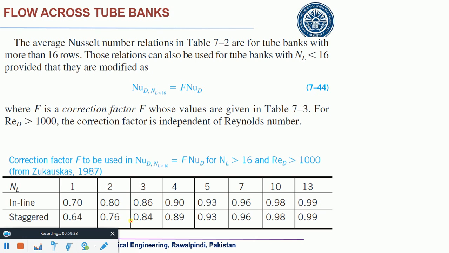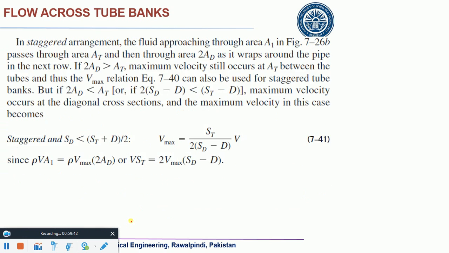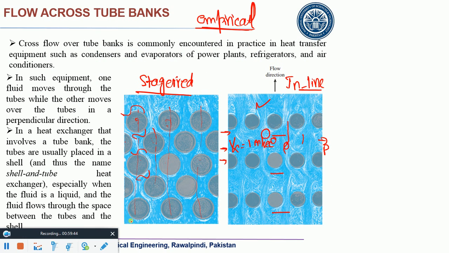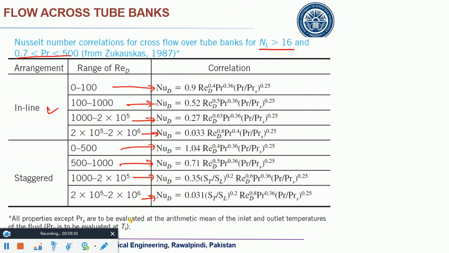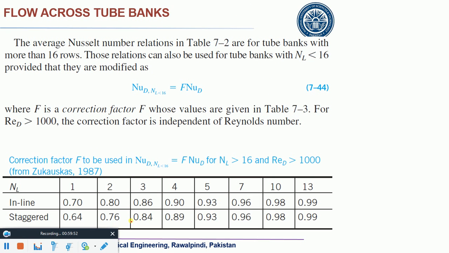If you have longitudinal rows, I hope you understand what is longitudinal. You can see that in the figure. Longitudinal number of tubes, like for example, look at this one. How many longitudinal tubes are there? 1, 2, 3, 4, 5. So if you have less than 16, you have to introduce that correction, F.